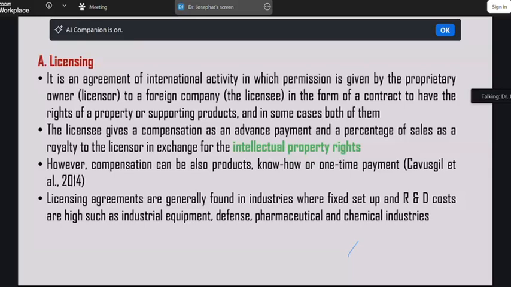However, compensation can also be in terms of product, know-how, or one-time payment. Licensing agreements are generally found in industries where fixed setup and research costs are higher, such as industrial equipment, defense, pharmaceutical and chemical industries. Mara nyingi kuna hizo licensing agreement katika sekta kama hizo, kwamba you cannot do research yourself, huwezi kufanya tafiti mwenyewe, gharama ni kubwa, investment ni kubwa na whatever, inabidi uingie mkataba na kampuni za nje ili uweze kuzalisha bidhaa kwa kutumia logo yao, kwa kutumia business name yao, kwa kutumia trade yao, kwa kutumia chapa yao and the likes.